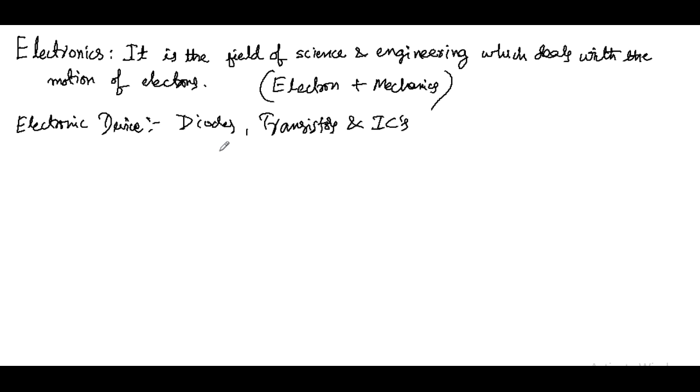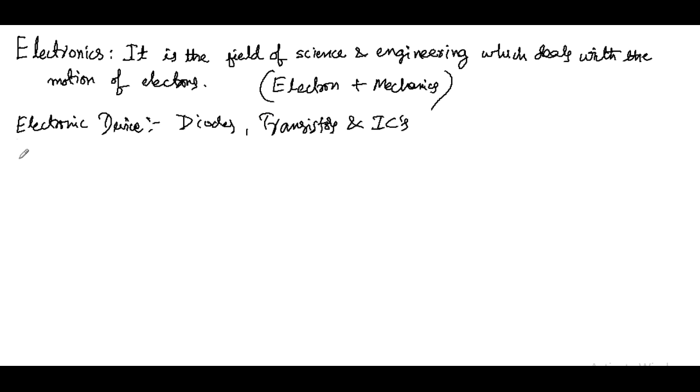In this subject I will explain the diodes part. Transistors I will cover separately in another course, which comes under bipolar junction transistors. So in this course we discuss the diodes. This is the simple definition of the electronic device.